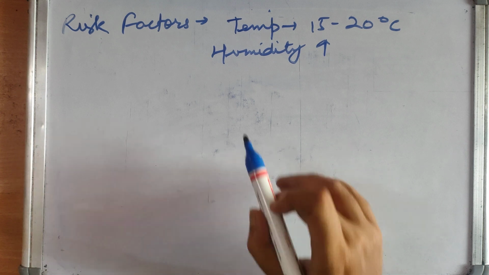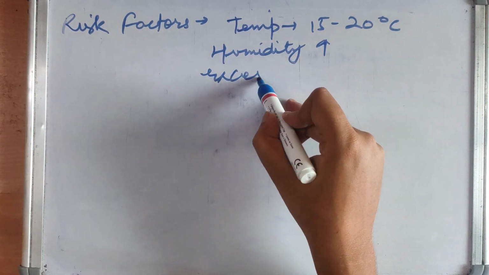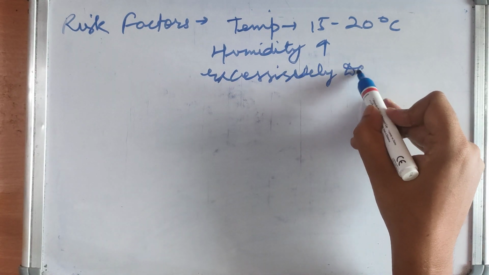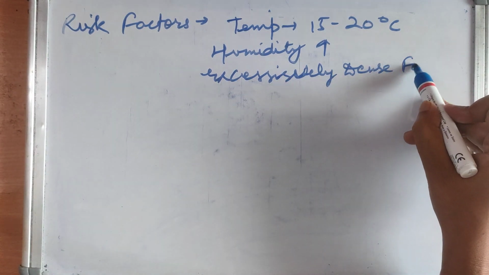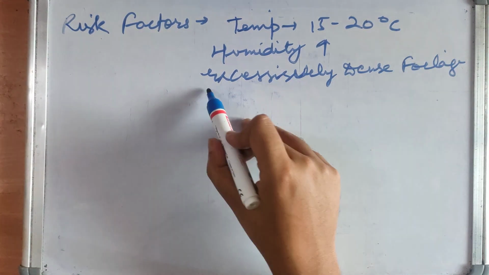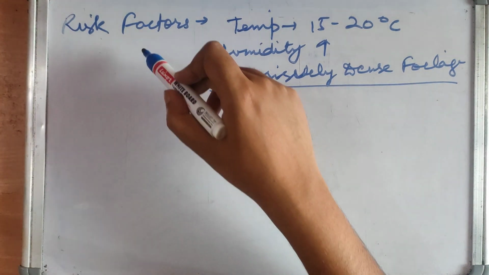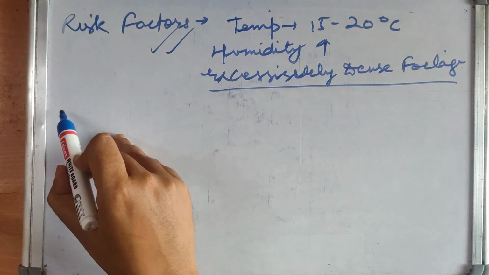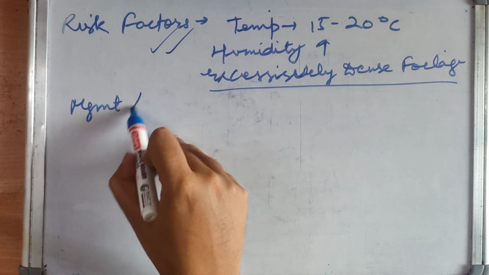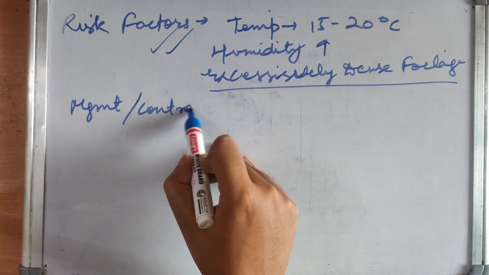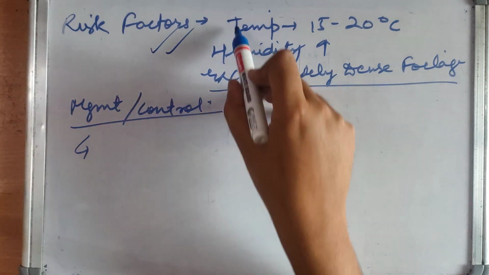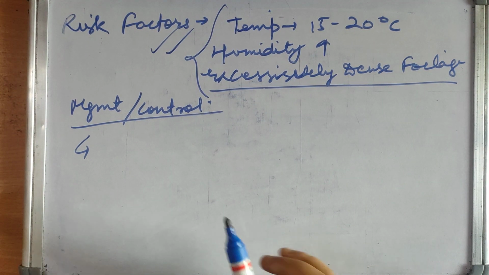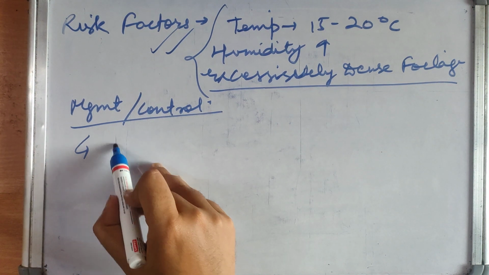Humidity is high, and there will be excessively dense foliage. So in this condition, the risk factor increases. These factors enhance late blight of potato. Now, water management, or you can say control measures.